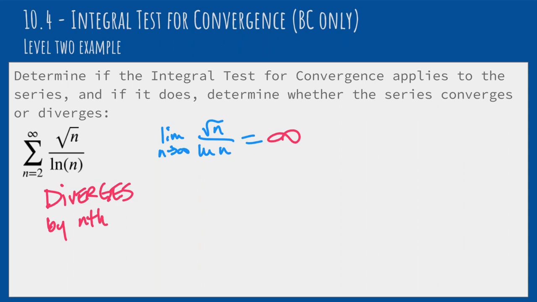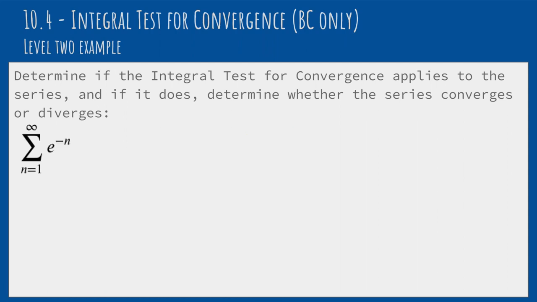So we'll say this diverges by the nth term test for divergence. So, a pretty straightforward example to start with here. But the point of this example is to remember that we can always use the nth term test for divergence first to see if the series could possibly converge or not. This one cannot possibly converge because the terms themselves do not approach zero.